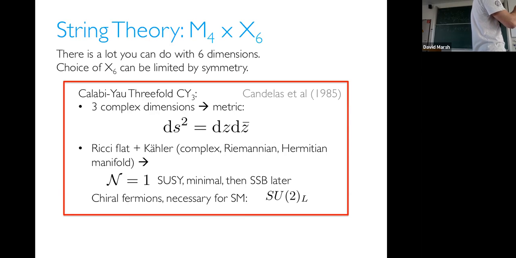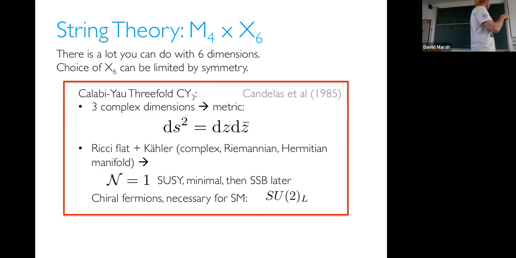It's not just complex dimensions. It has to be more than that. It has to be Riemannian and Hermitian, which means it's what's called a Kähler manifold. It has to be Ricci flat, which means it has just one conformal factor out the front there, and the rest is more complicated. And if it satisfies these conditions, you get the things that they wanted.